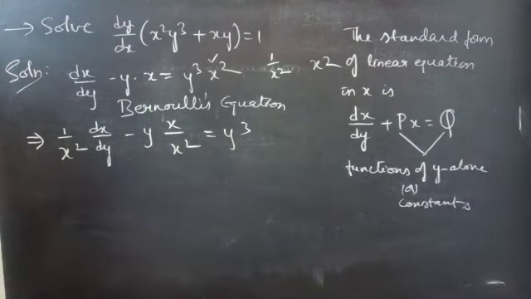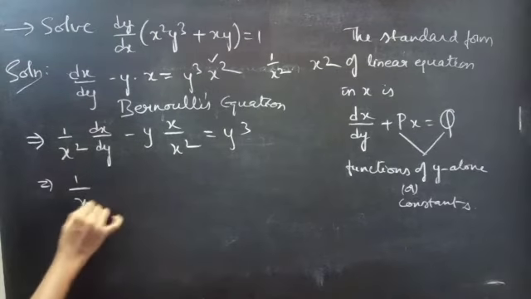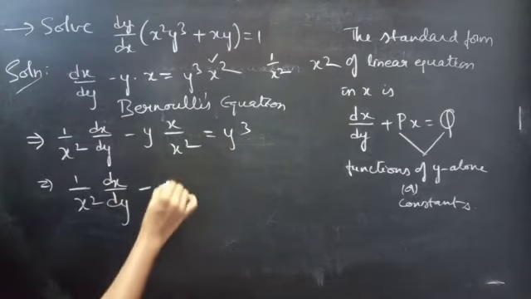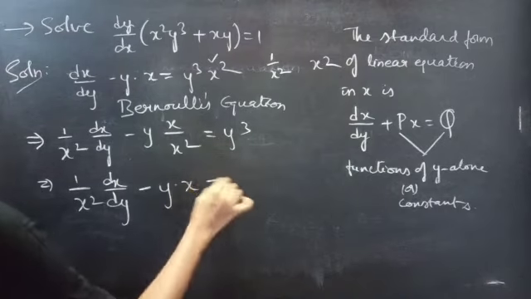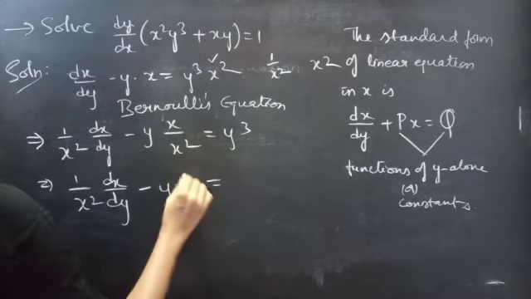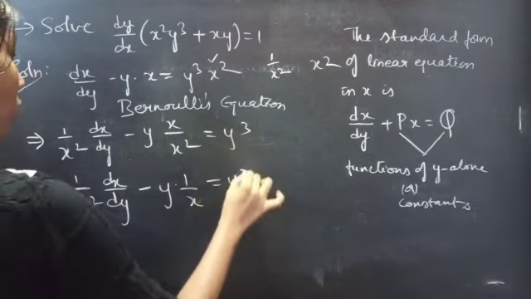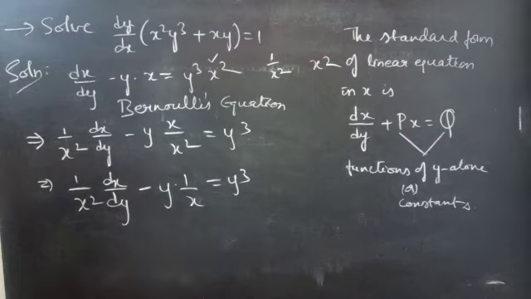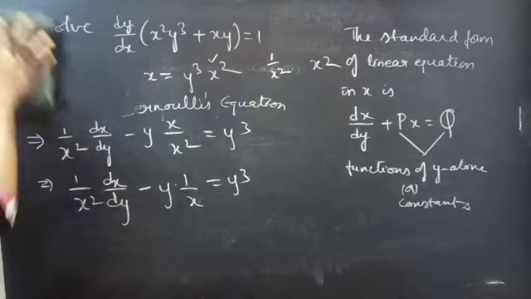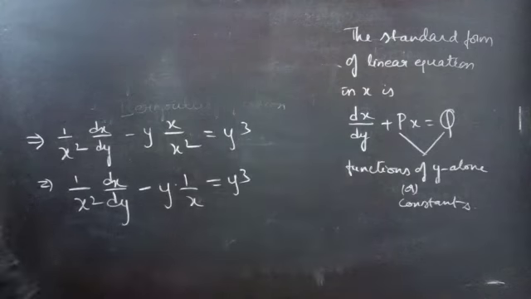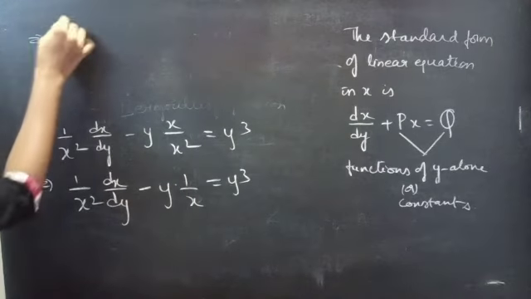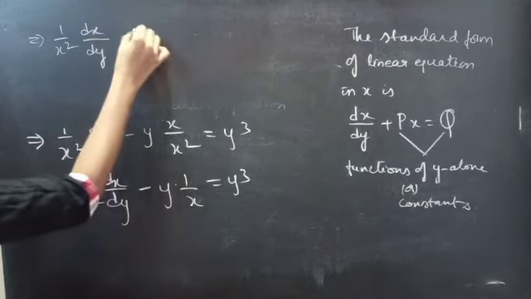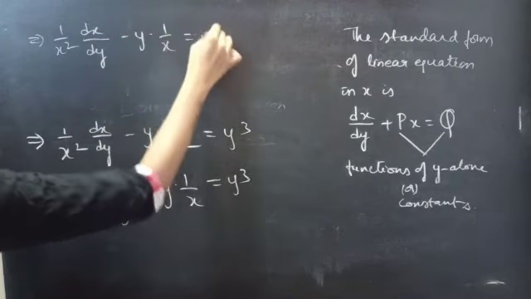Fine. Now this becomes 1 by x square into dx by dy minus y into, here 1 x gets cancelled, you'll get 1 by x equals to y cube. Now let 1 by x equals to some z. The reduced equation is 1 by x square into dx by dy minus y into 1 by x equals to y cube, right?